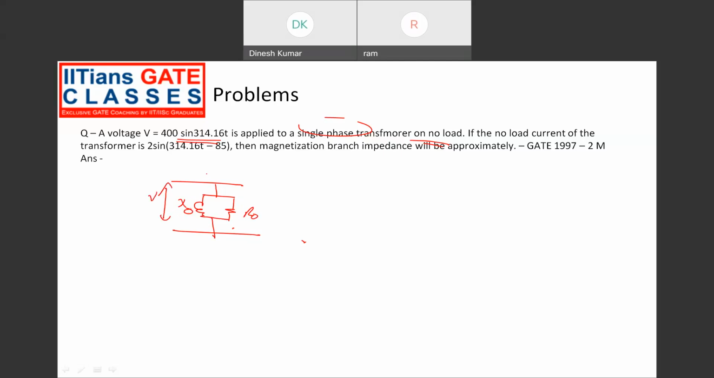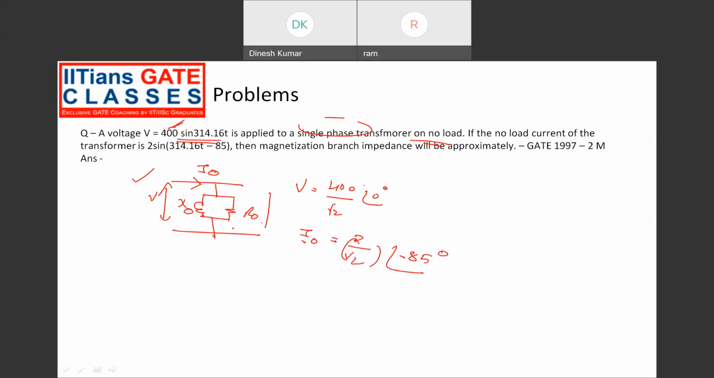So this is the supply voltage. This is the no load current I naught. They have given us the supply voltage V, that is I can write 400. This is the peak value. So the RMS value, if I write, is 400 by root 2 and angle 0 degrees. Similarly, I can write I naught equal to 2 by root 2 and angle minus 85 degrees.